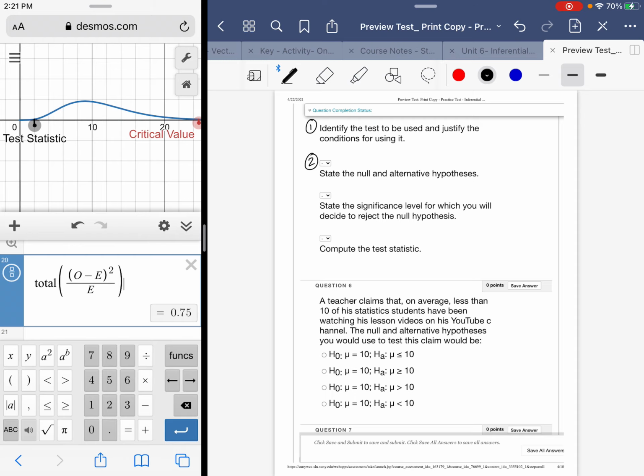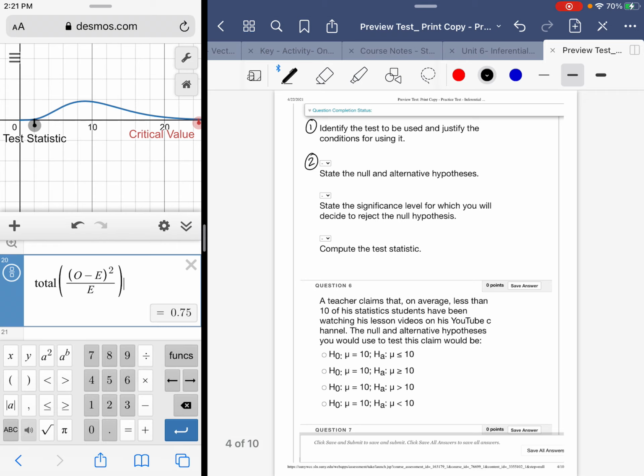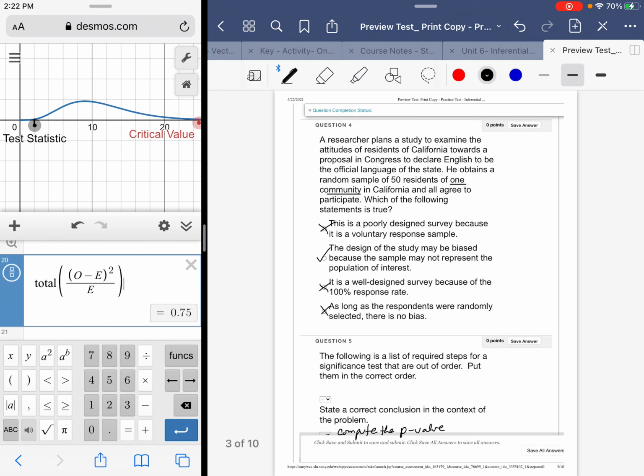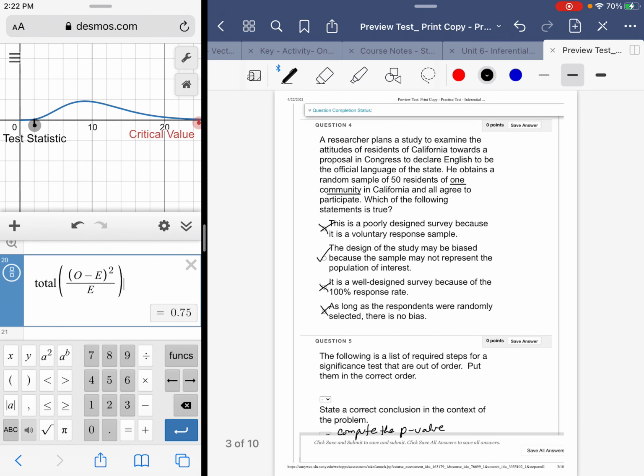All right. State the significance level for which you would decide to reject the null, versus correct conclusions, p-values. Well, those seem to all happen later on in the process. And the test statistic, the same deal. So 3 would be the alpha value. Then afterwards, we would compute the test statistic, because the test statistic helps us figure out the p-value. So 4, then 5, and the very last thing would be drawing the conclusion in the context of the problem.